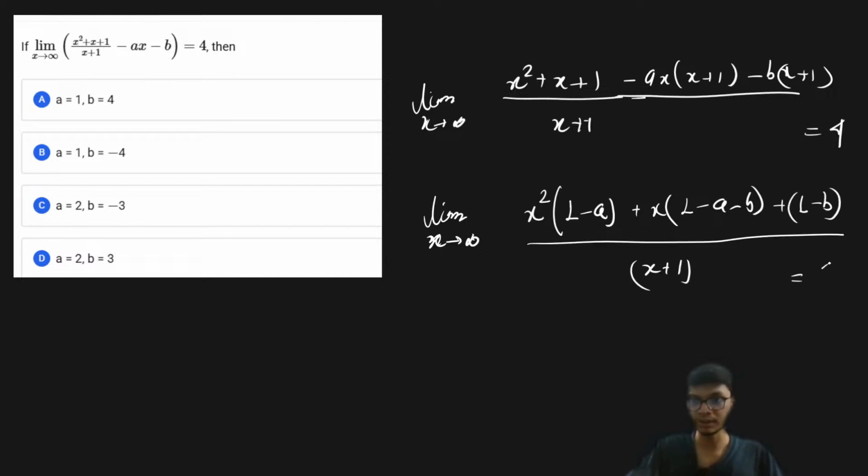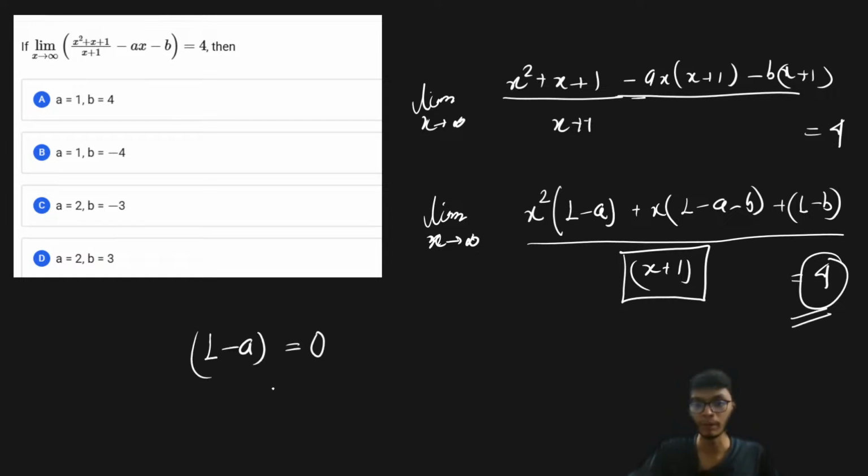Now the question is very interesting in the sense that in order to get this infinity by infinity form to be a finite value, the highest power of the polynomial in the numerator should be equal to the highest power of the polynomial in the denominator. If you look at the highest power in the denominator, it is basically 1, whereas the highest power in the numerator is basically equal to 2. So in order for this limit to exist, in order for this finite value to exist, this 1 minus a should be equal to 0. So from here, you get the value of a equal to 1.